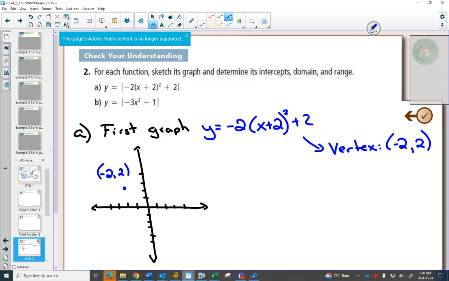Also, do you know that this parabola is opening down? Because the a value is negative. And the a value being negative 2 would mean you would go over 1, down 2, then over 1, down 6.